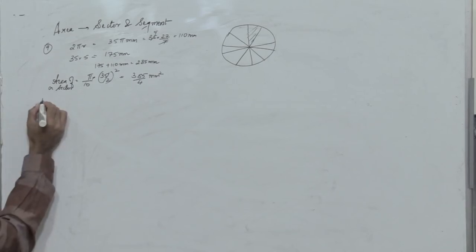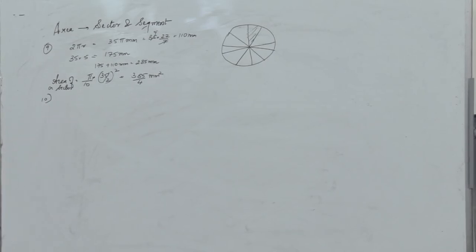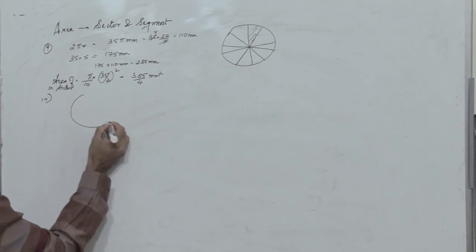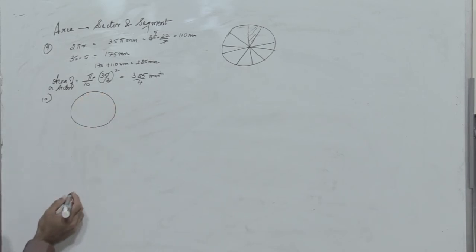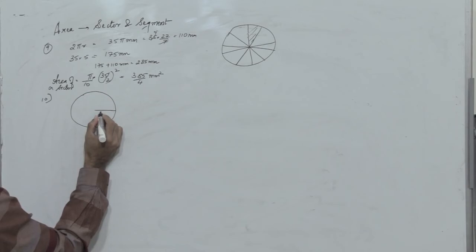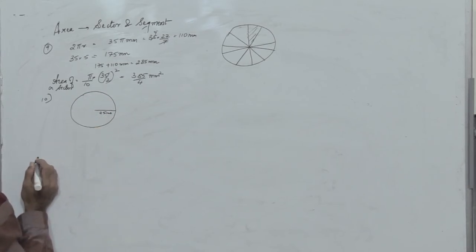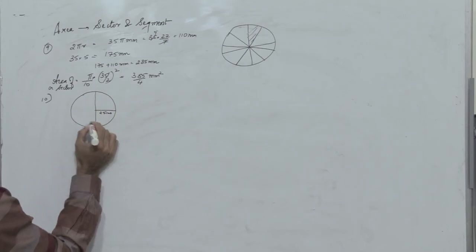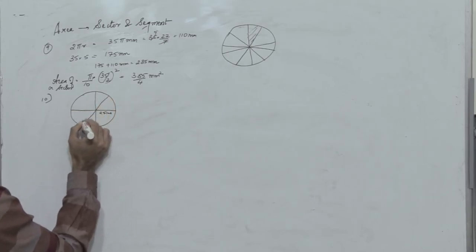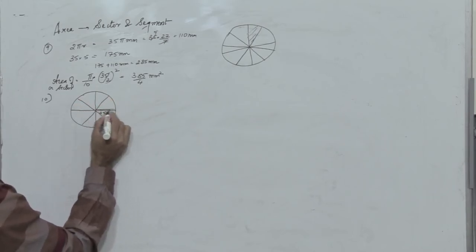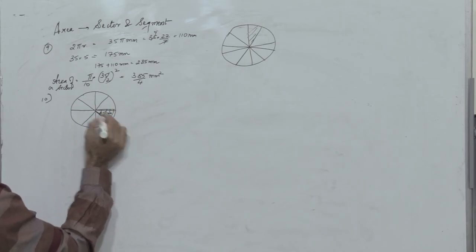10th one. An umbrella has 8 ribs equally spaced. If the umbrella is flat and if the radius is 45 centimeters, find the area between the 2 ribs. So we assume that the umbrella is made into a flat circle. The radius is 45 centimeters. It is divided into 8 equal areas. So we have 8 equal areas. So these are the 2 ribs. So we need to find the area between the 2 ribs.